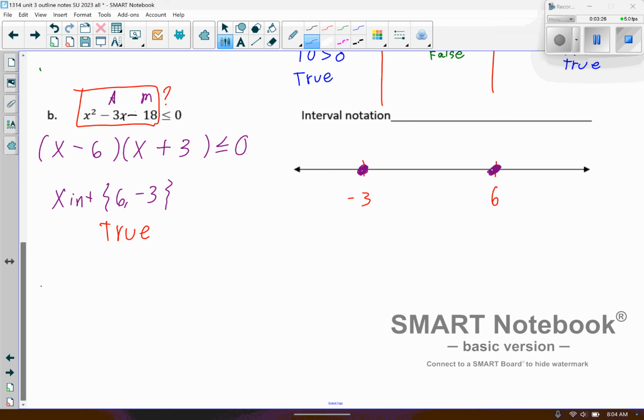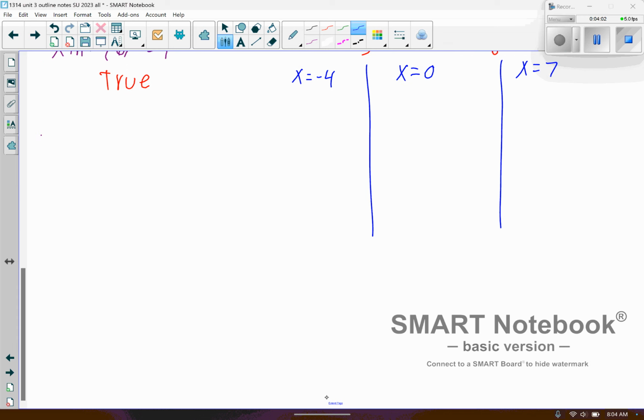Okay. The next step is to test values between and beyond. I'm going to draw some lines here to differentiate. Over here I need to test something simple like negative 4, so we'll pick x equals negative 4. Then here, 0 is always an easy one to use. And then over here we'll pick 7, x equals 7. Those are the 3 points that we need to test.